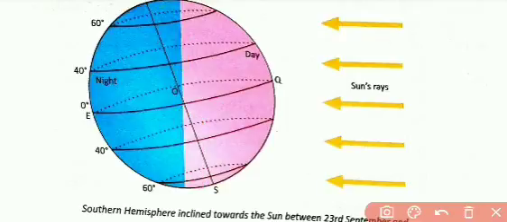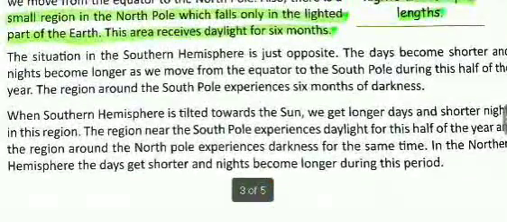This is happening because the southern hemisphere is tilted towards the sun. Exactly the opposite happens with the north. When the northern hemisphere is tilted towards the sun, it is the northern hemisphere which is experiencing 6 months of daylight, and the southern hemisphere is experiencing 6 months of night.